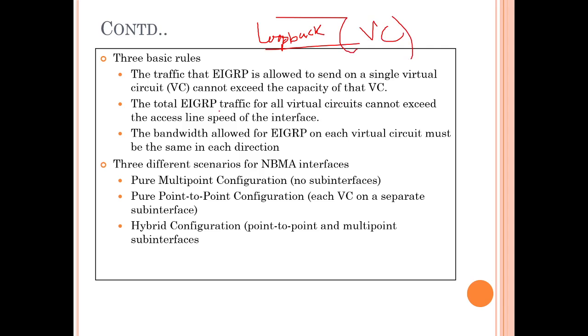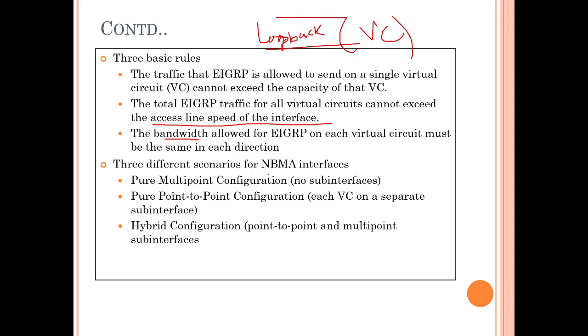The total EIGRP traffic for all virtual circuits cannot exceed the access line speed of the interface. Okay, so we have to be very conscious in this case. The bandwidth allowed for EIGRP on each virtual circuit must be the same in each direction.